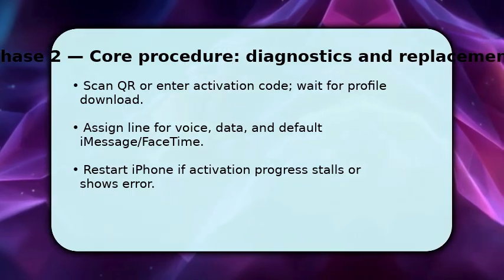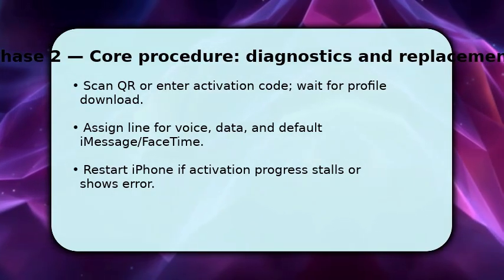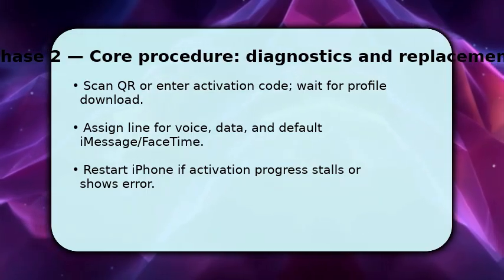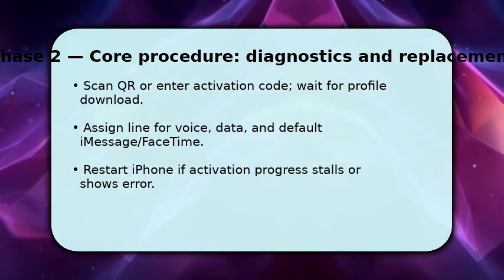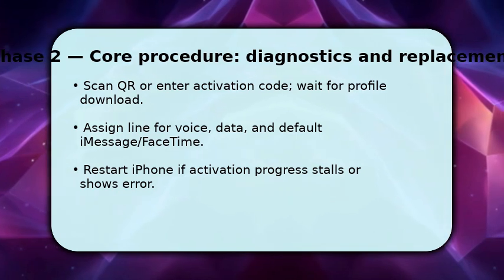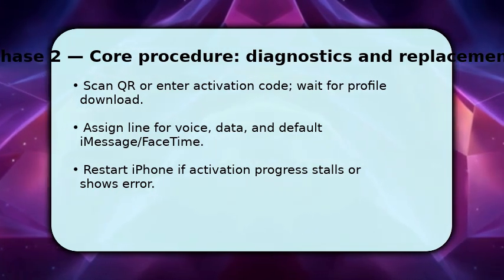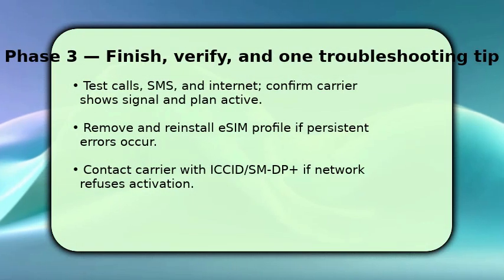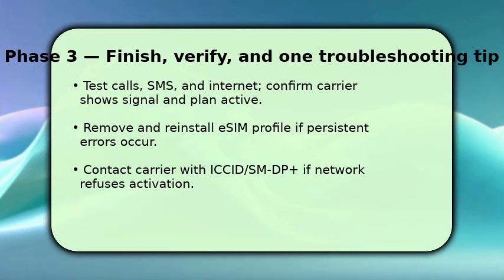If activation hangs, toggle airplane mode off and on, then retry activation. These routing choices determine which line handles calls, SMS, and data. Finish by testing a call, sending an SMS, and browsing the web to confirm the eSIM works.